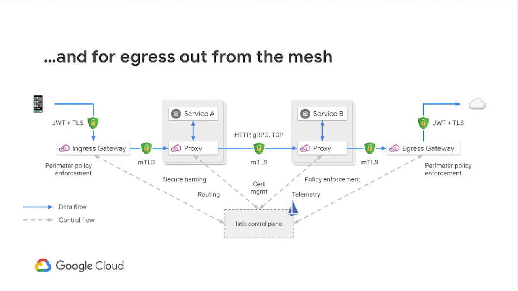And then you can also do a lot of policy enforcement here. And if you want to enforce policies on the way out, say, for example, that my mesh can only talk to *.googleapis.com, so only talk to Google APIs and nothing else, we can enforce that at the egress level.